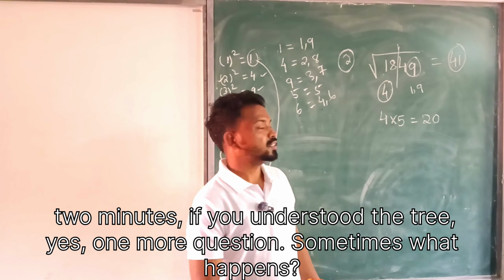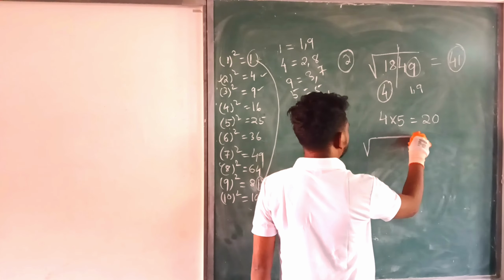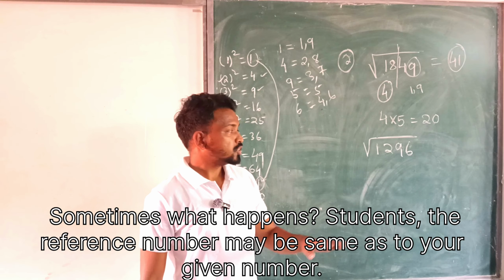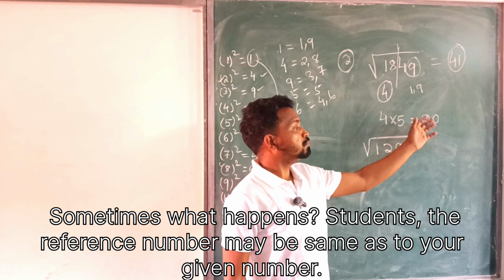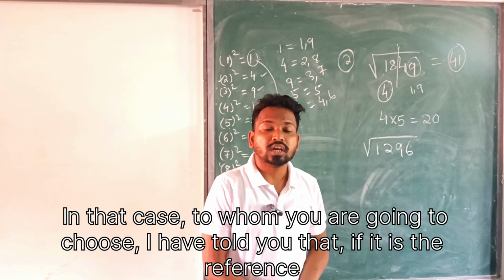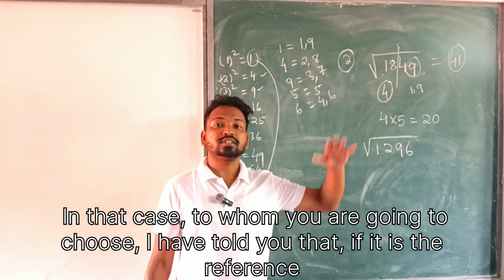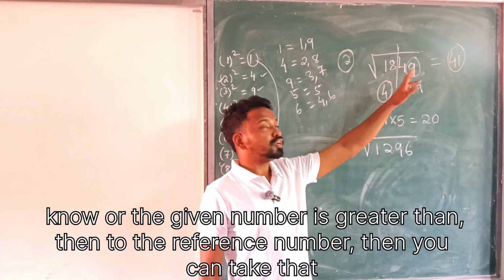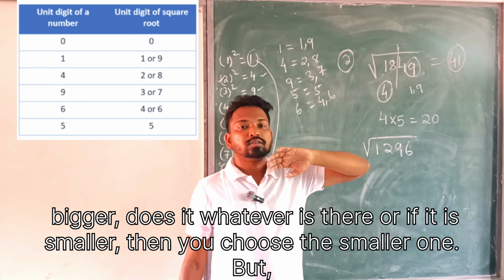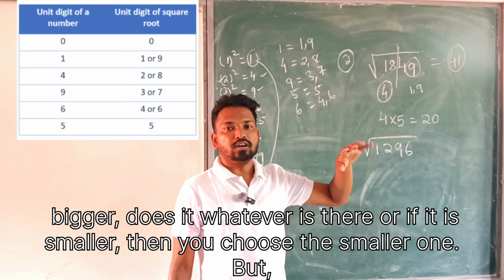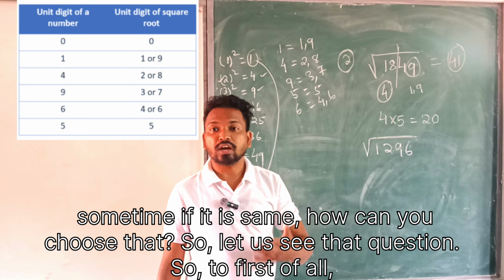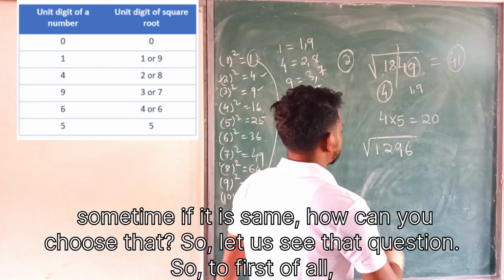Yes, one more question. Sometimes what happens, students, the reference number may be the same as your given number. In that case, which one are you going to choose? I have told you that if the given number is greater than the reference number, then you can take the bigger digit, or if it's smaller, then you choose the smaller one. But sometimes if it is the same, then how can you choose? So let us see that question.